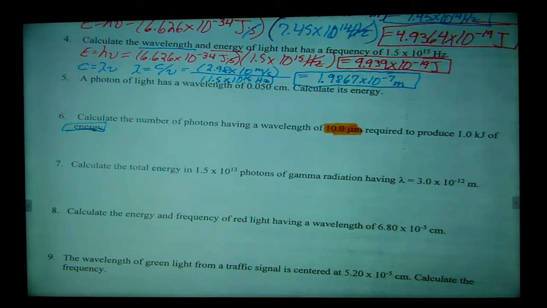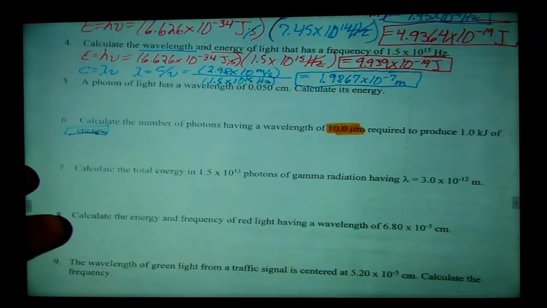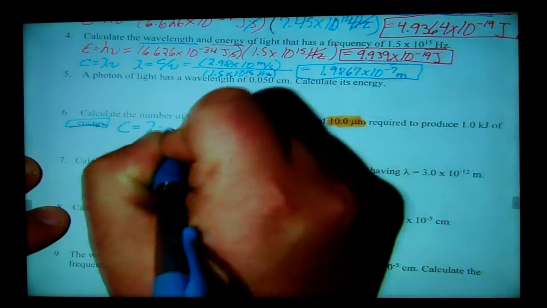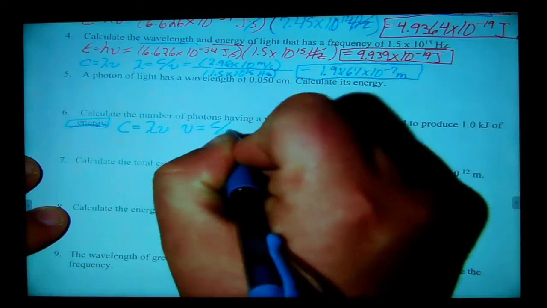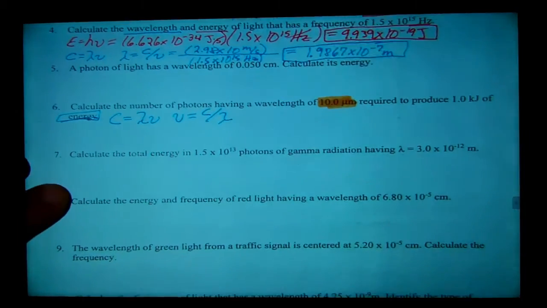Frequency. Remember, you're either going to find, go through, or start with frequency. Frequency is the key. So in this, we've got to find frequency. Speed of light equals wavelength times frequency. Frequency is equal to speed of light divided by wavelength. If you're not understanding how I'm doing these, you need to come see me.